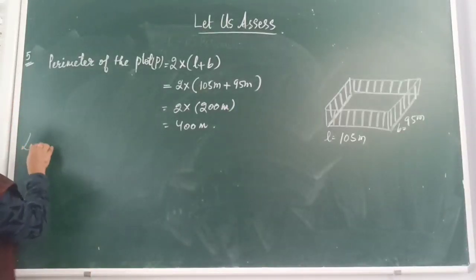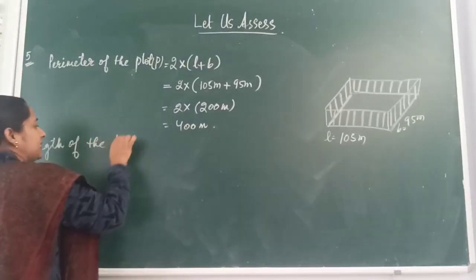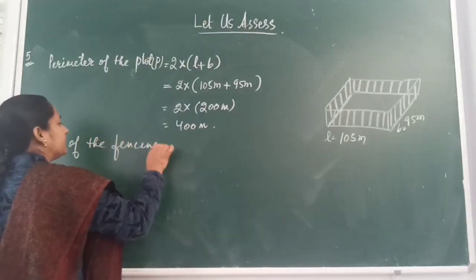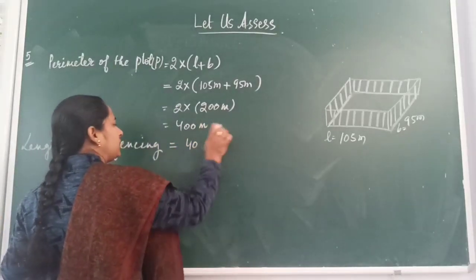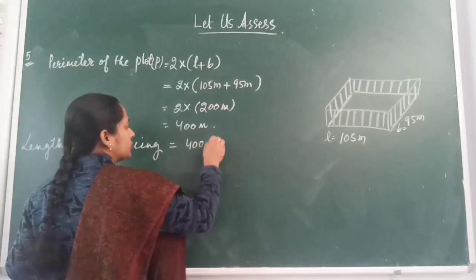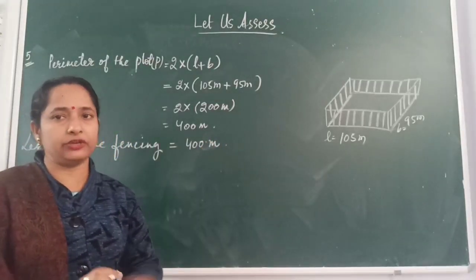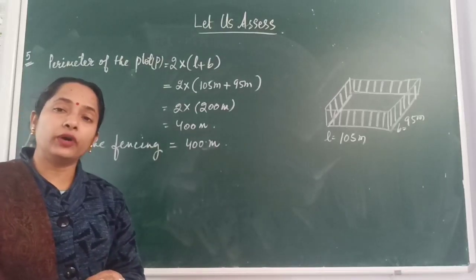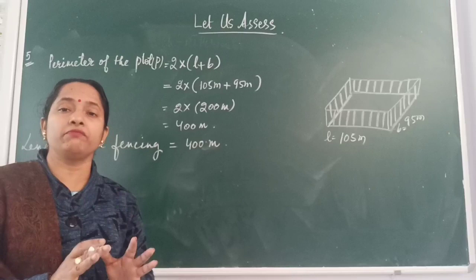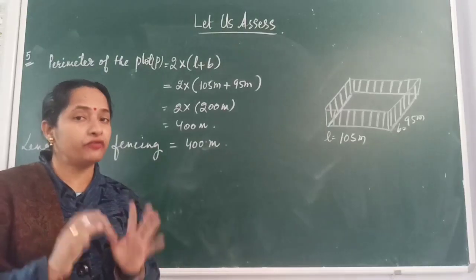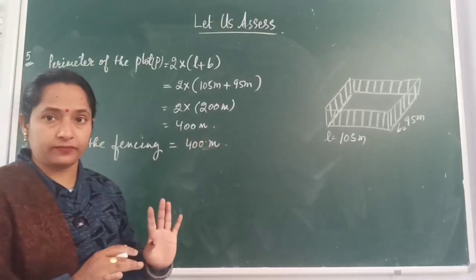So what is the length of the fencing? Length of the fencing will be equal to the perimeter of the rectangular plot. So it is equal to 400 meters. Length of the fencing is 400 meters. We got it. Now what is given to us? The cost of 1 meter of fencing is given, and we need to find the cost of the total fencing, right?